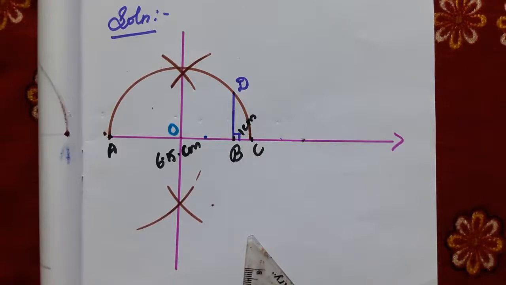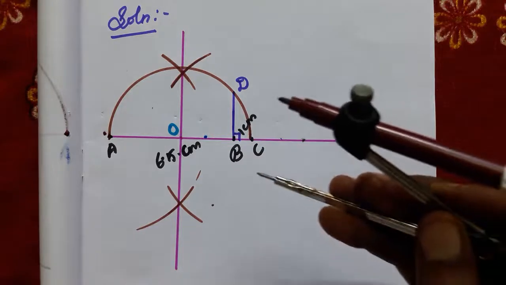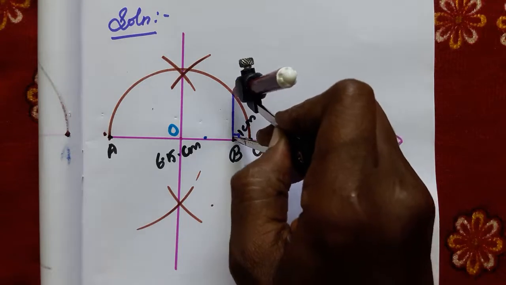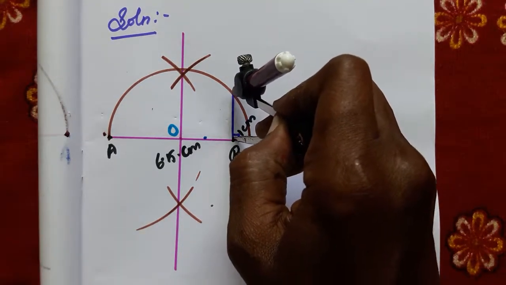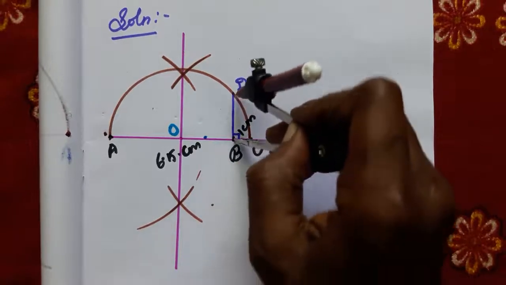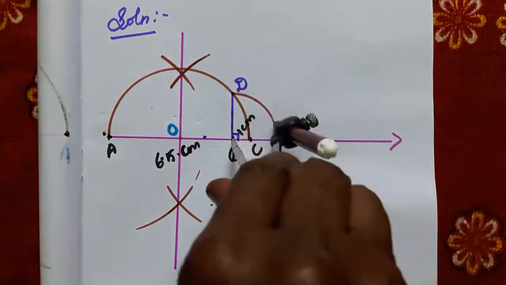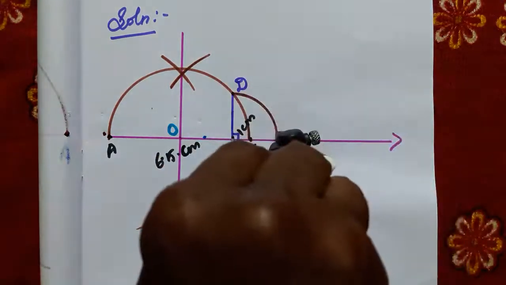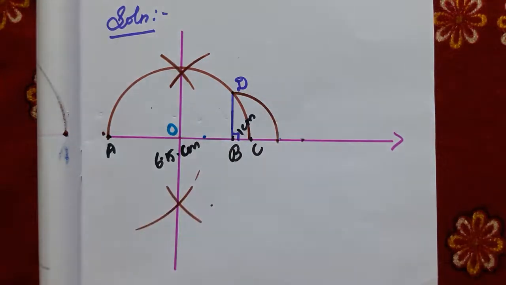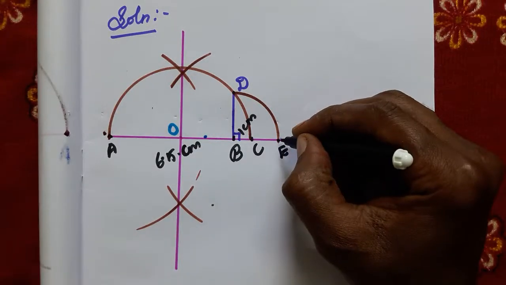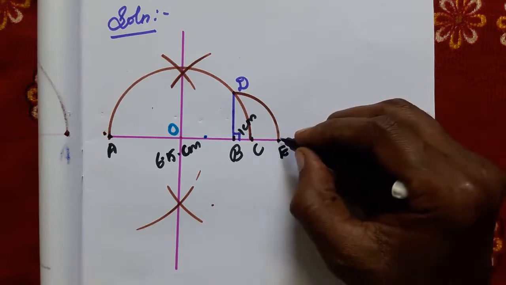Next, what we have to do? We have to take a compass and measure the length BD with B as center, BD as radius. You have to draw a arc. Now this point you can mark E. Now this straight line as well as arc, mark joining points E.